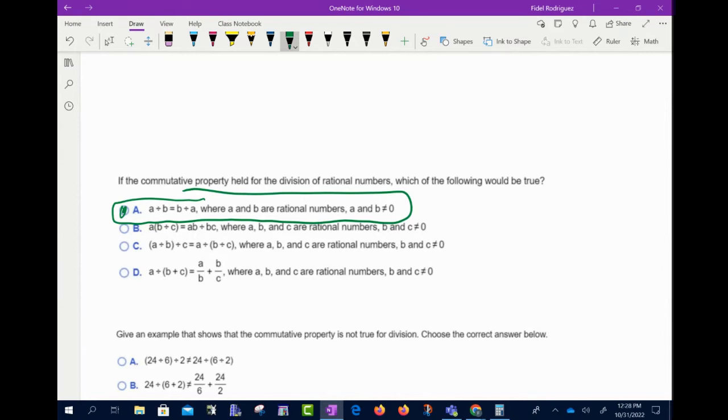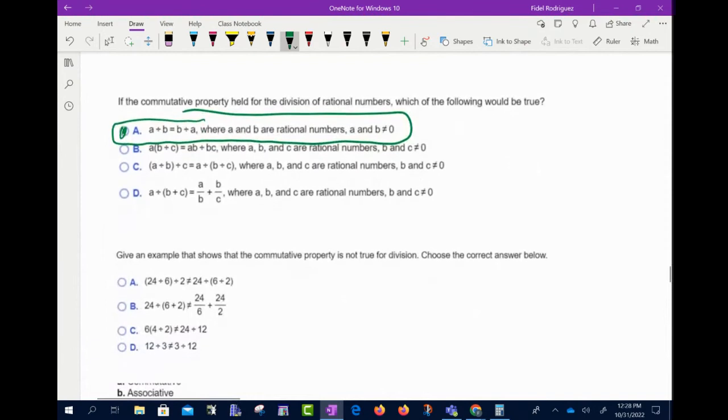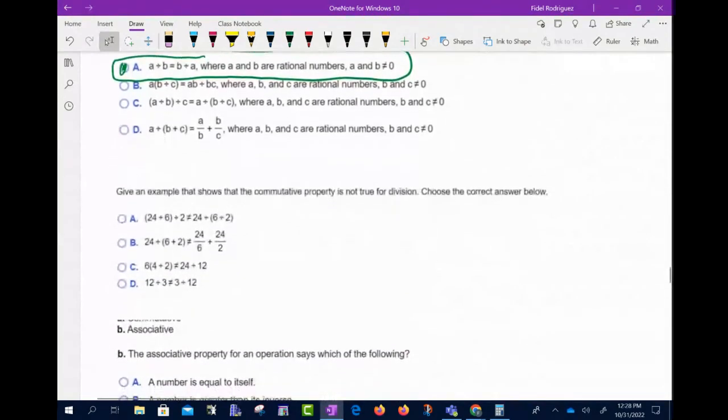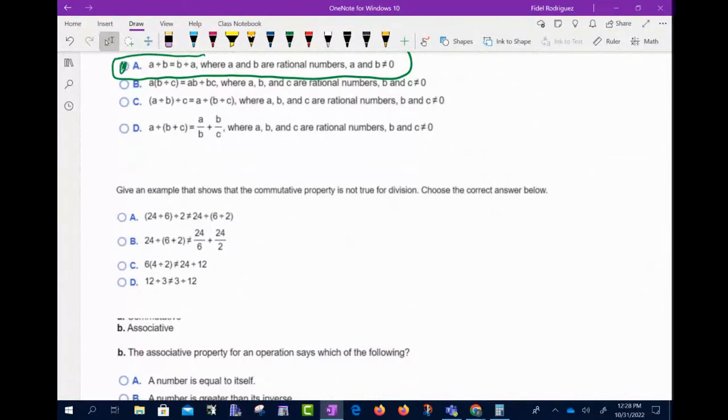Now, there's like a third part to the question. It says, give an example that the commutative property is not true for division. So again, which one here switches the order of the two numbers? Y'all, D switches the order, okay? And look what it's saying. 12 divided by 3 is not the same thing as 3 divided by 12.